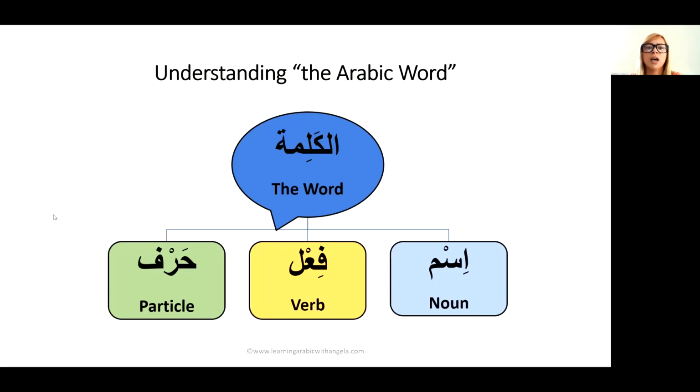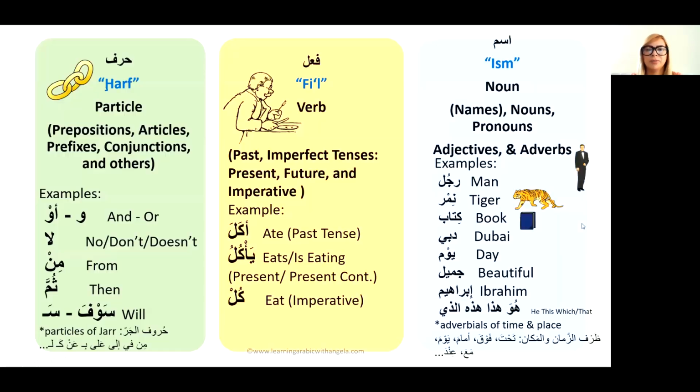Any word in Arabic could either be one of three. اسم, فعل, أو حرف. So a noun, a verb, or a particle. However, pay attention. When we mention a noun in Arabic, it includes additional stuff, unlike in English. So a noun could be the name of something or someone or a place. For example, in English, so رجل is a man, نمر a tiger, كتاب a book, يوم a day.